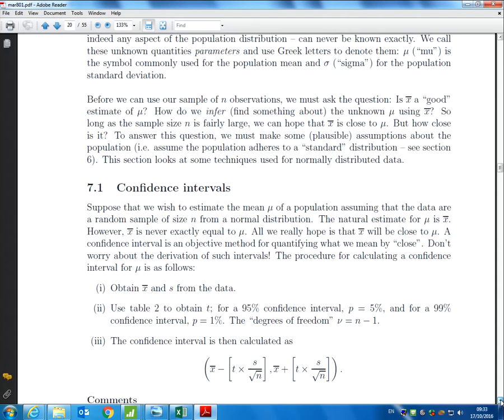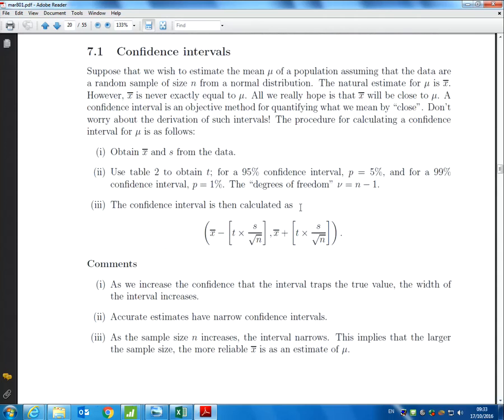So, how do you work out a confidence interval? Can you all see this okay at the back? I'll read it in your notes. We're still on page 20.